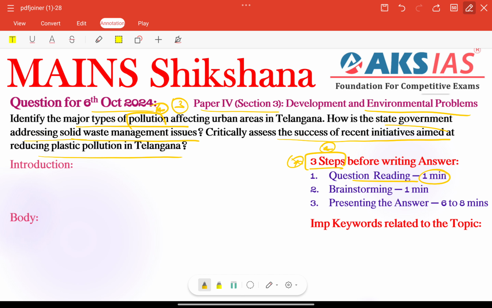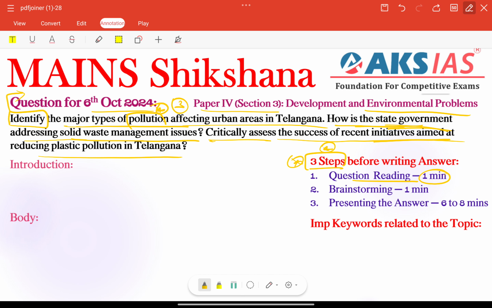So how many parts are there? 3 parts are there. First important thing is types of pollution. Next, the state government addressing some issues, and also critically assess, right? So here we need to focus on identifying important question tags. Identify means we simply need to identify, and we can give some examples here, right? Examples and reports, right?